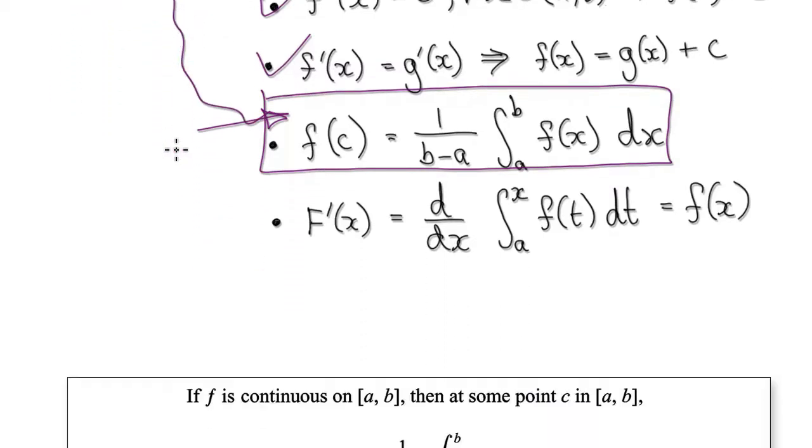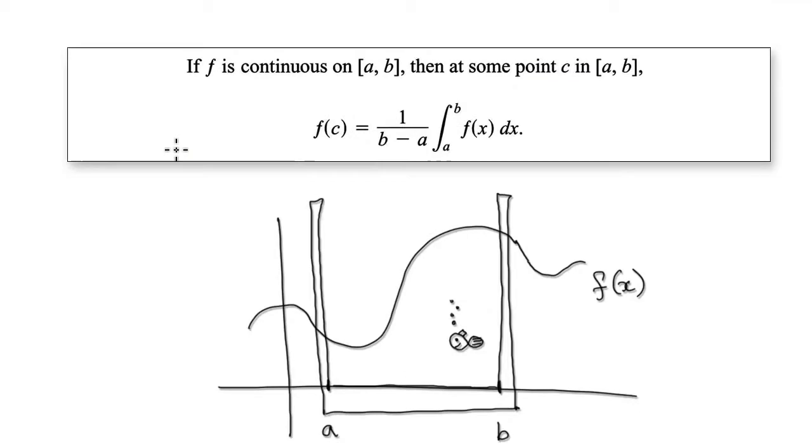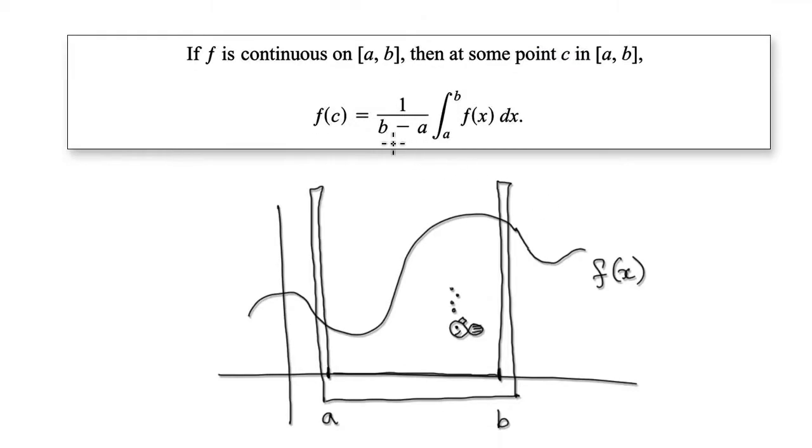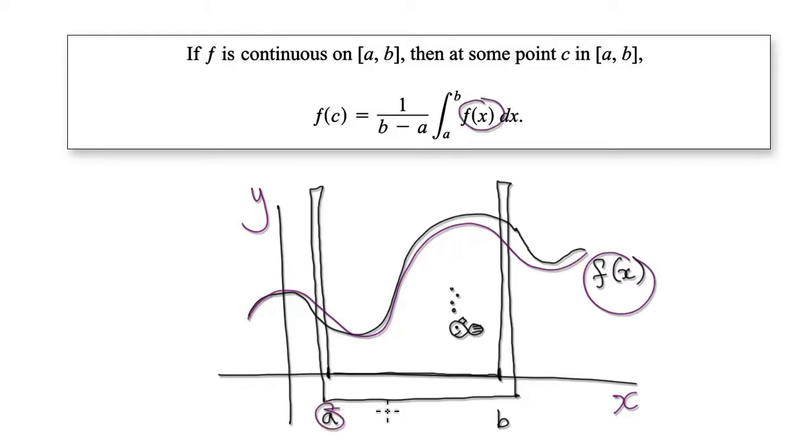So looking at that theorem, this is a theorem here. Let me explain it. Imagine you've got an xy graph, and this is your function, f of x, in between a and b. When you take b take away a, that gives you this length here.